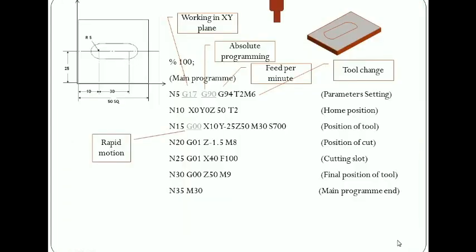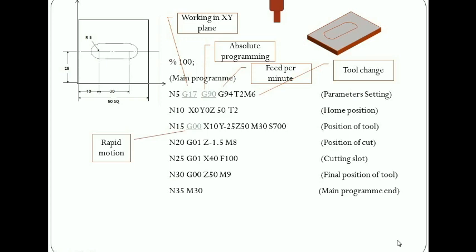So here, after G00, it will rapidly go to X10, Y-25. It means just exactly above the slot where I want to drill. Then M3: I am going to use a spindle speed of 700, which is represented by S700. So now the tool has moved to the top portion of the XY plane.